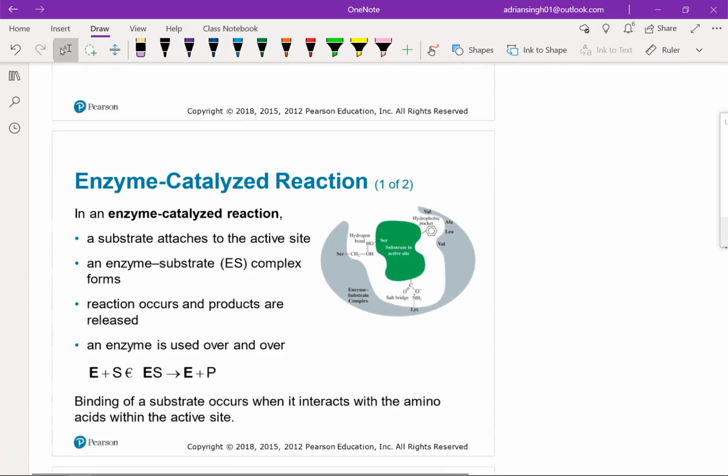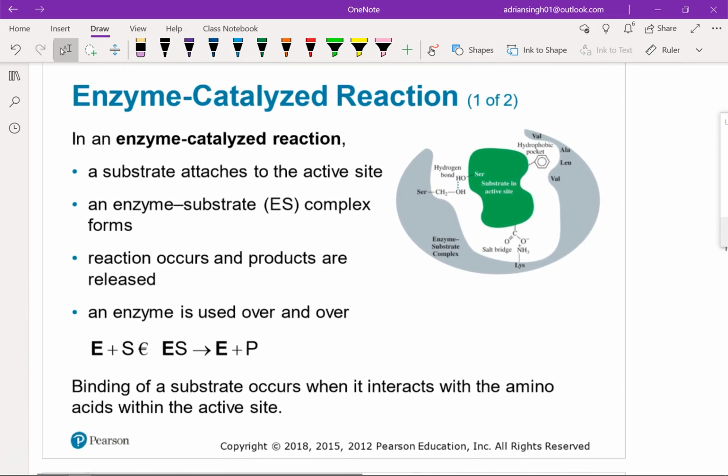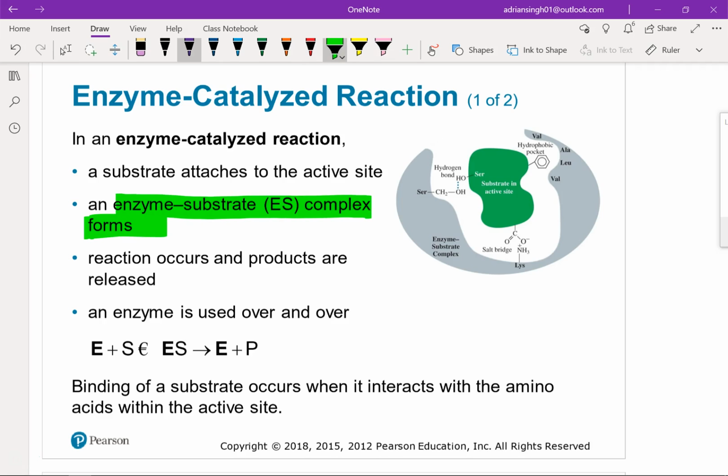All right, so we can write a little mechanism for this. Your enzyme and your substrate combine together to form an enzyme substrate complex, which we abbreviate as the ES complex, and you can write that here. This is usually a reversible process. So E is enzyme in our little diagram. The enzyme here is E, the substrate is S.